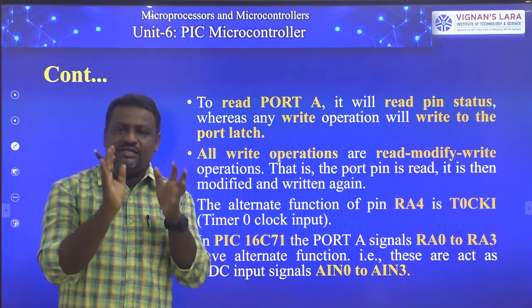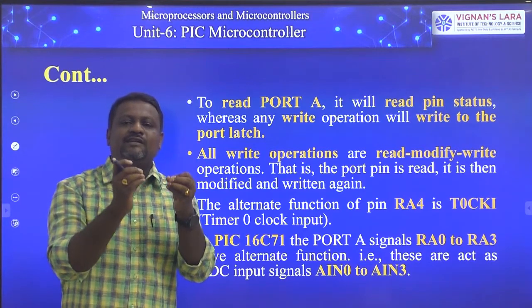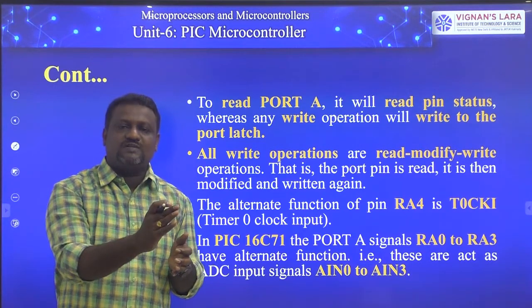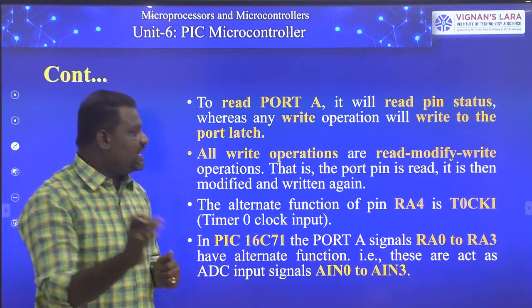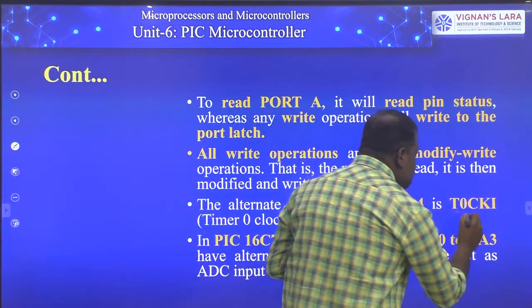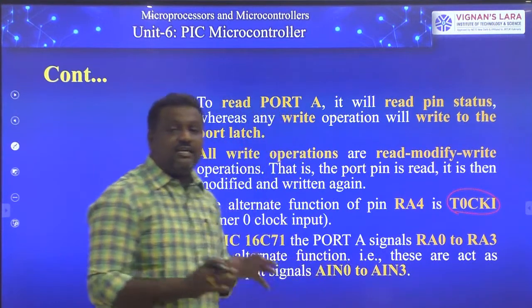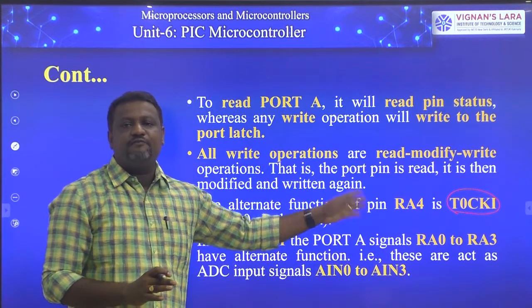Once my circuit acts as a counter, it receives the clock signals from an external world. So at that time I can allocate a dedicated signal for receiving clock signals from the external world for my timer 0. That I do with the help of T0CKI. It is an alternate function for RA4.